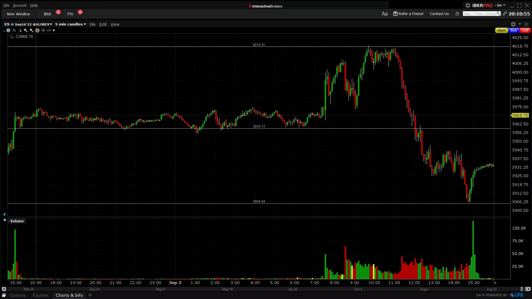Now, we have a chart here just for example. I got the ES here. This is what I mainly trade, but you can apply this to basically whatever you trade. You can trade equities, Forex, small caps, whatever you're trading. This applies to anything and everything.